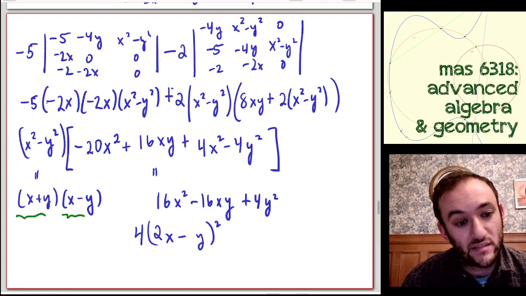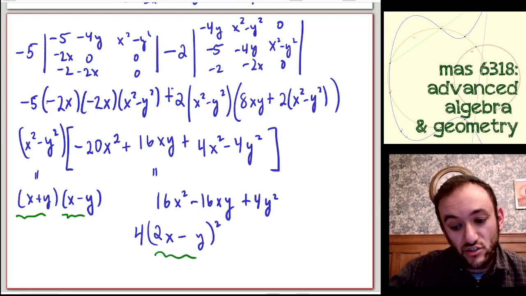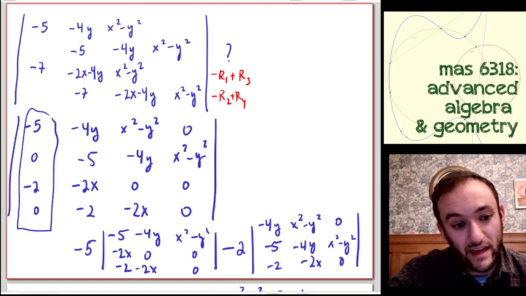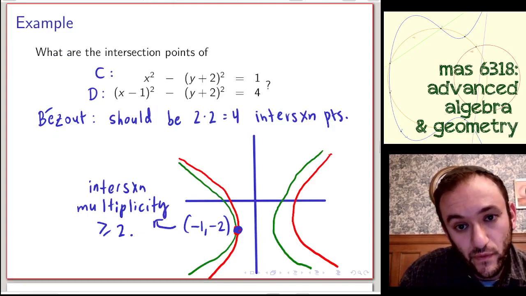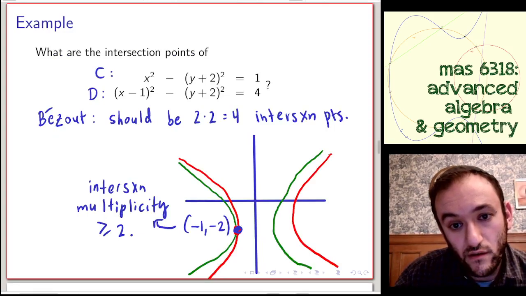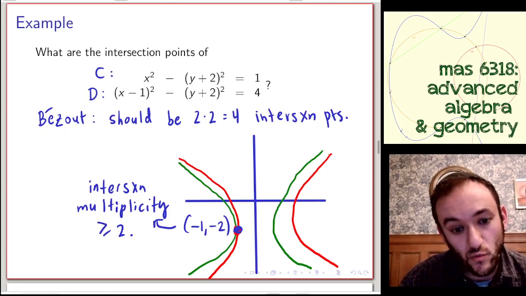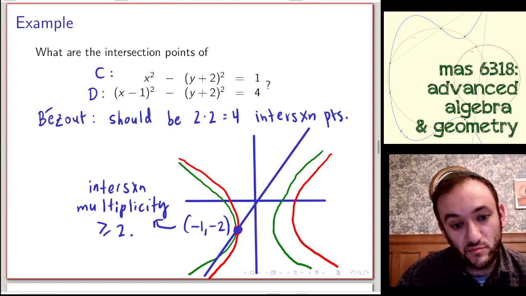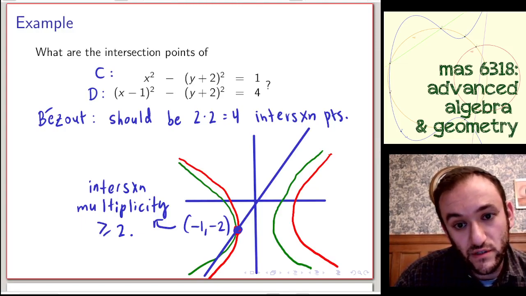One is x plus y, one is x minus y. Then we have multiplicity 2 at 2x minus y. And let's recall how we can interpret that. So the easiest one to interpret is the 2x minus y. So that corresponds to y equals 2x, which is the line that passes through this point of multiplicity 2. Okay, so this is the line y equals 2x.